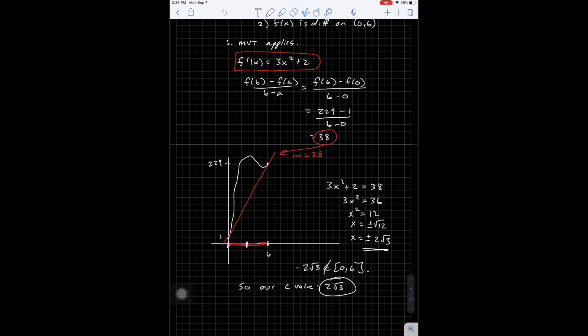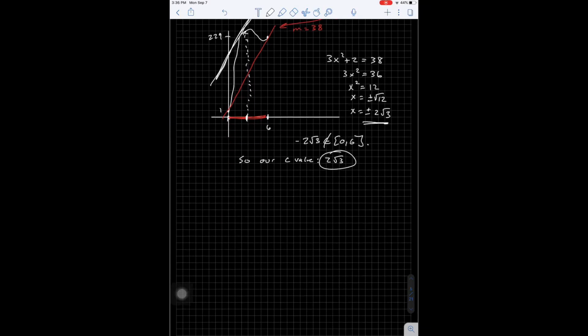So somewhere in here, what it's saying is the slope of the tangent line of this graph, whatever it looks like, is going to be the same as that red line. That's the idea. Okay, let's see what happens and how you handle the write-up if something doesn't meet the mean value theorem. So let's look at this example.